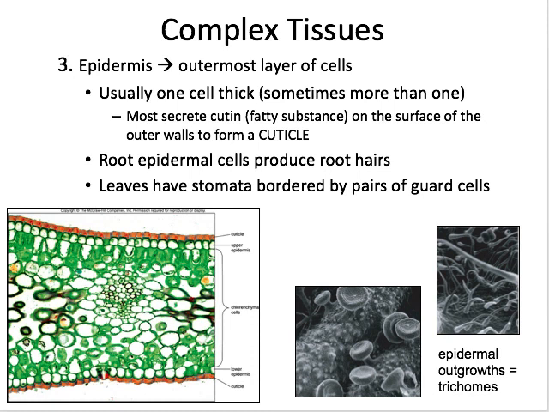Root epidermal cells often produce root hairs to increase the surface to volume ratio of these organs, and leaves usually have special openings or holes in the leaf called the stomata. This opening, which is the stomata, is formed by a pair of guard cells that open and close. When we look at the surface of the epidermis, sometimes we see little hairs, and the fancy word for these hairs is trichomes. These would be considered to be epidermal outgrowths.